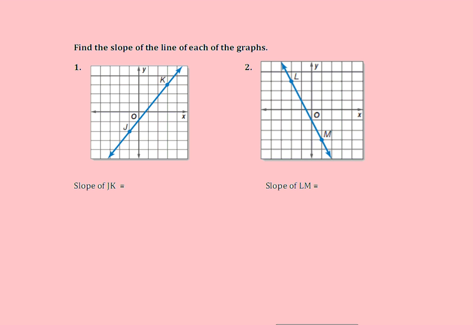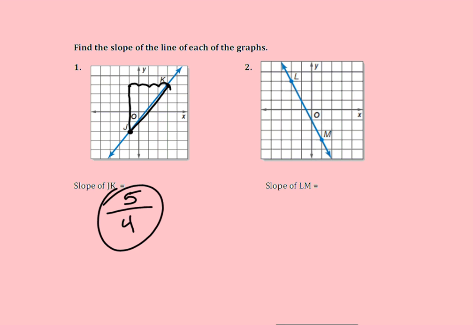So if I take a look at the slope of these two, looking at the graph, how do I get from J to K? Well, am I going up or am I going down? I'm obviously going up, so that's what I measure first. 1, 2, 3, 4, 5. So I went 5 units up. How many did I run right? 1, 2, 3, 4. So my slope is going to be 5/4.